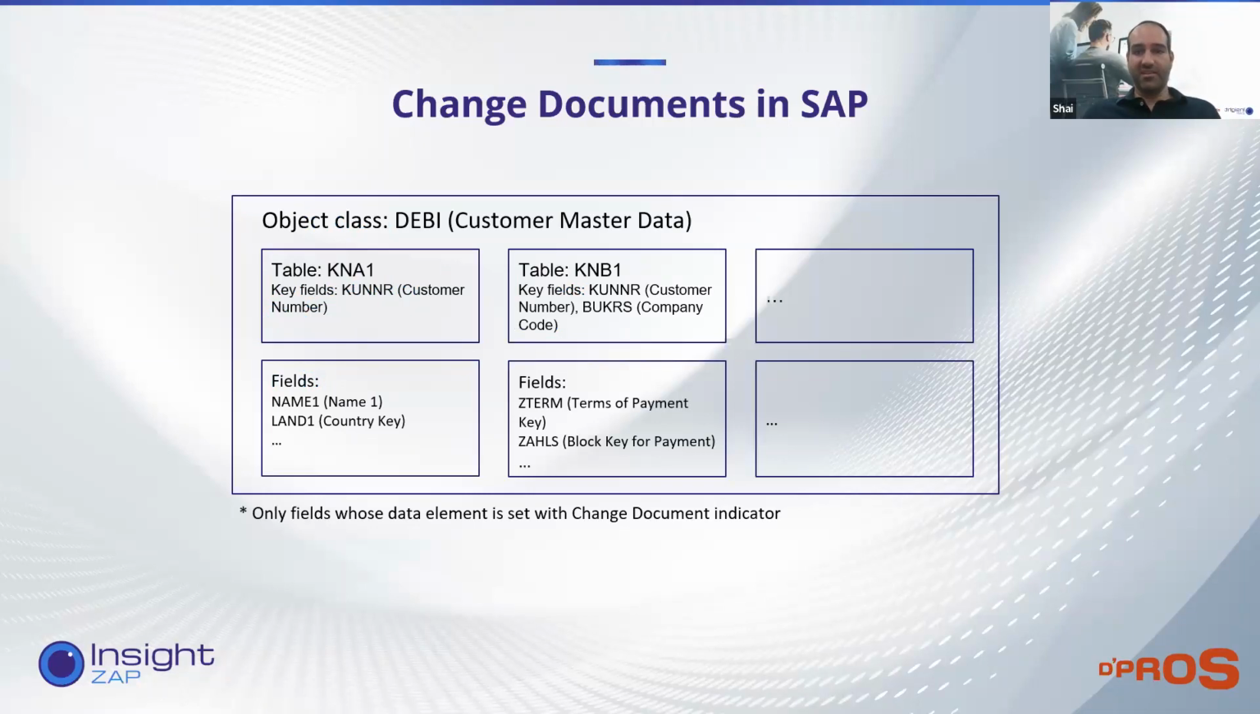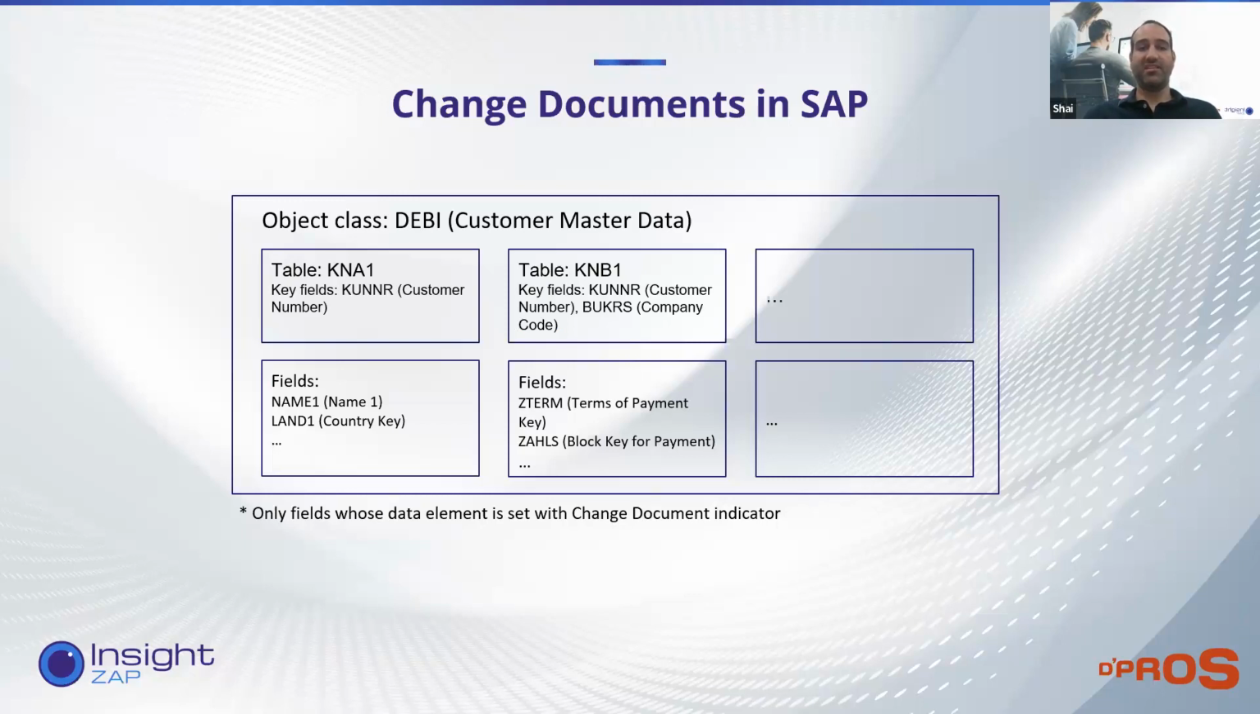So some technical details about change documents, how they are built. The change document consists of 3 layers. At the top layer, we have the object class. In our example, it will be DEBI, customer master data. Underneath, we have the database tables like KNA1 and KNB1. And beneath, in the lower level, we have the fields like NAME1, payment terms, and more.